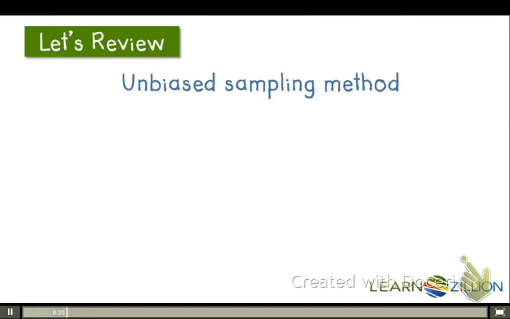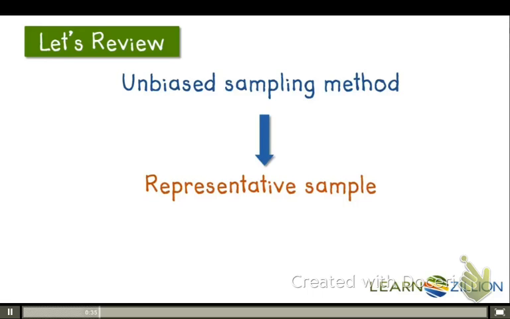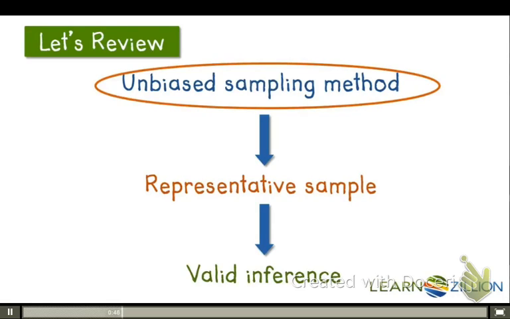Let's review. An unbiased sampling method is one in which any member of the population is equally likely to be chosen for the sample as any other member. When we have an unbiased sampling method, we are most likely to end up with a representative sample. And that representative sample enables us to make valid inferences about the population. But it all begins with that unbiased sampling method.